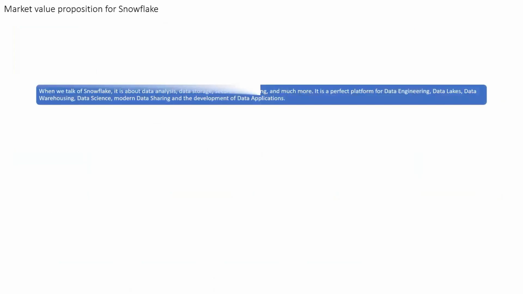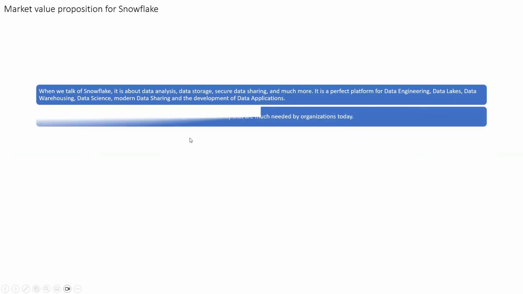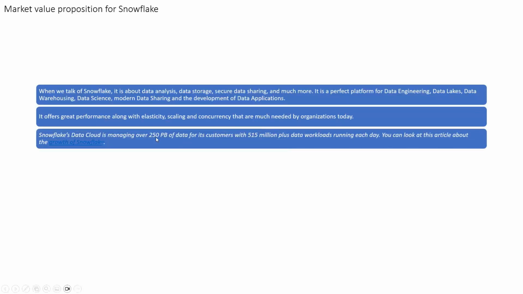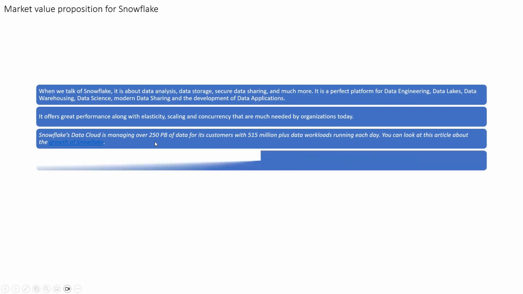Market value proposition, I have told you, right? When we talk about Snowflake, it is about data analysis, data stories, and much more. It is a perfect platform for data engineering, data lakes, data warehousing, data science, and everything related to data. That's why elasticity, scaling, and concurrency are available for every organization using Snowflake: 250 petabytes of data with 515 million plus workloads running each day. This is the capacity of Snowflake as per the article on its growth in 2021. Now it has quadrupled or become five times bigger.